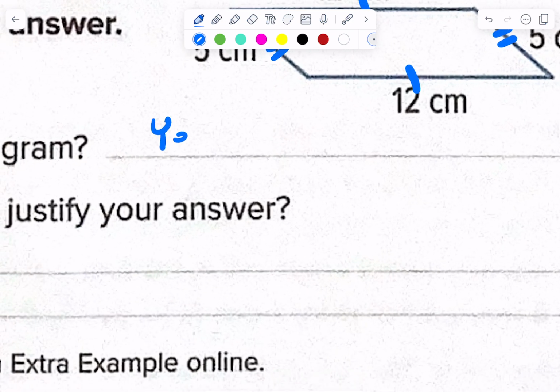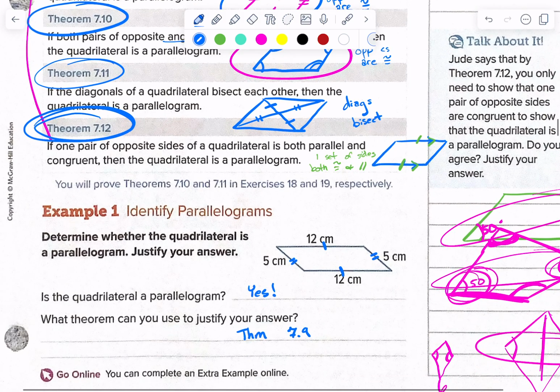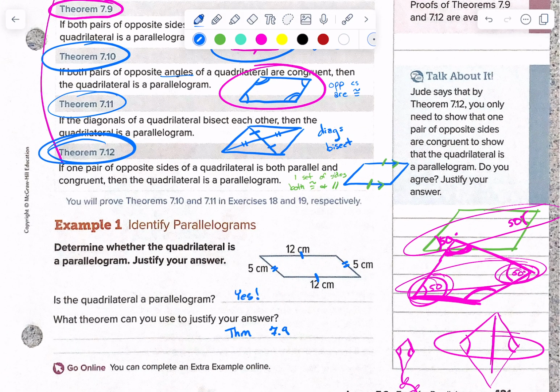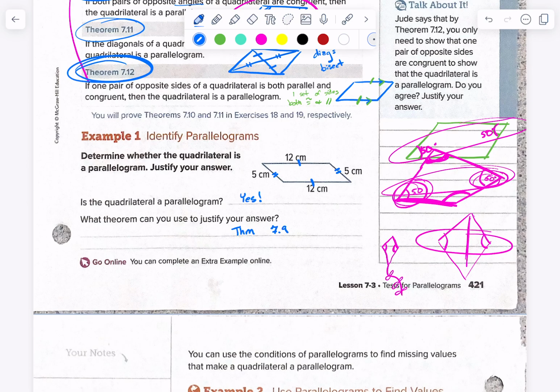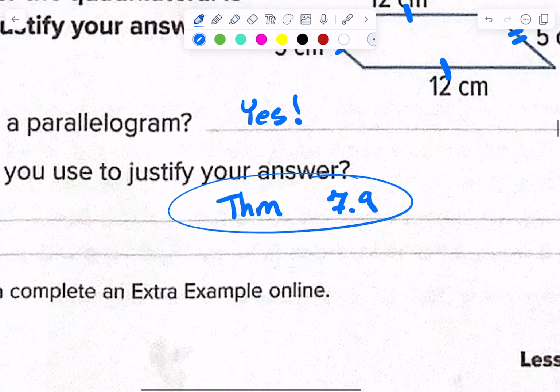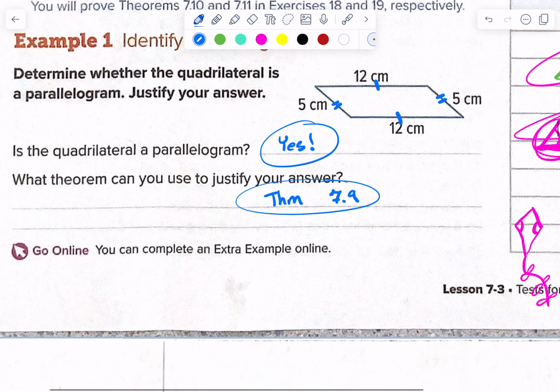Yeah, theorem 7.9 says if the opposite sides are the same, like this one right here, if opposite sides are congruent, then it has to be a parallelogram. There's no way we can position it as a trapezoid or a kite or anything else. Do you want us to justify our answer on homework? On the homework, just put what theorem. So if it's a yes, put what theorem. If it's a no, you can't. Right? Okay, does that make sense?